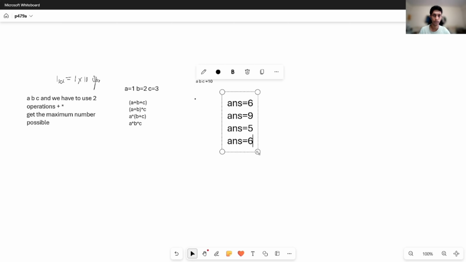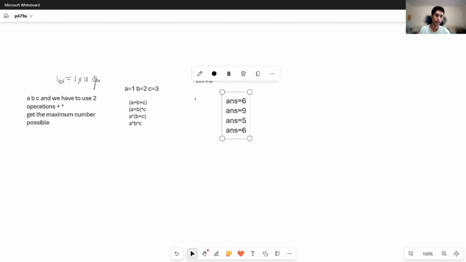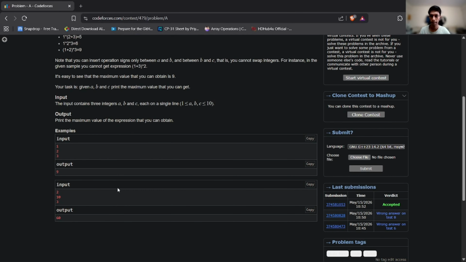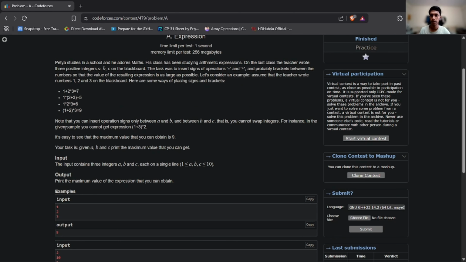So for the first test case, the maximum value we are getting is 9, for (A plus B) into C, the second case that we have created. Let's check the answer. Yes, it is 9. It is also mentioned here that the first two numbers will be added and 3 will be multiplied to it. That's when we'll get 9.